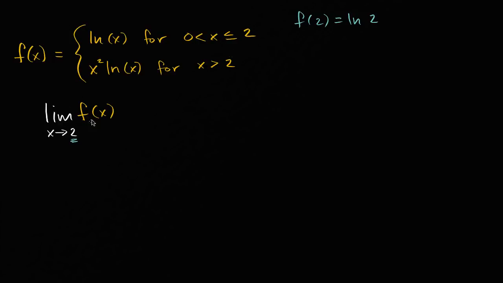To figure out what the limit is going to be, we should think about, well, what's the limit as we approach from the left? What's the limit as we approach from the right? And do those exist? And if they do exist, are they the same thing? And if they are the same thing, well, then we have a well-defined limit.